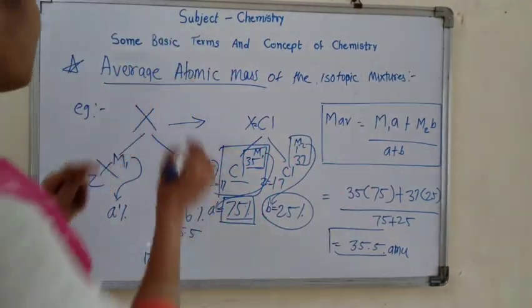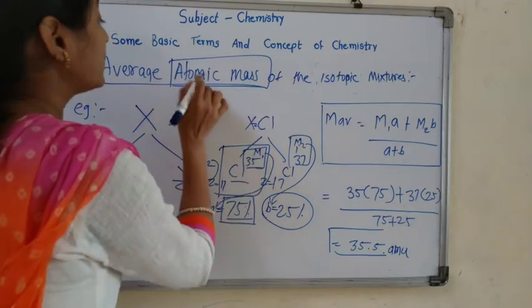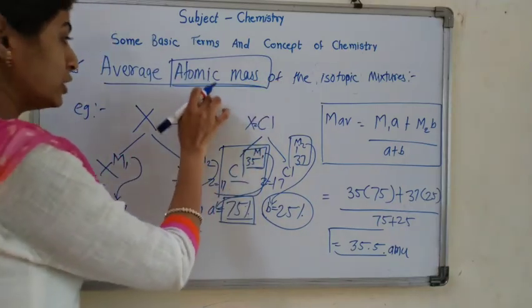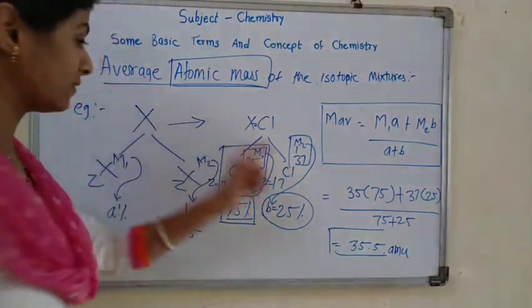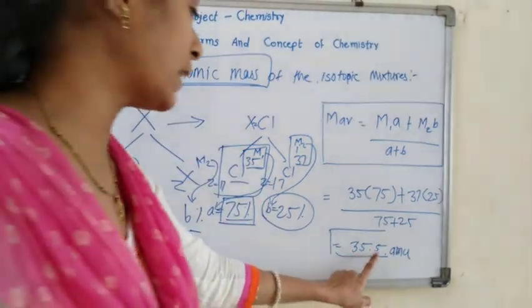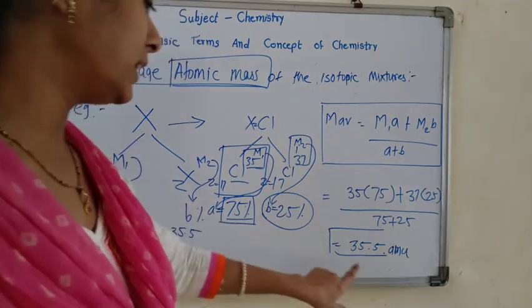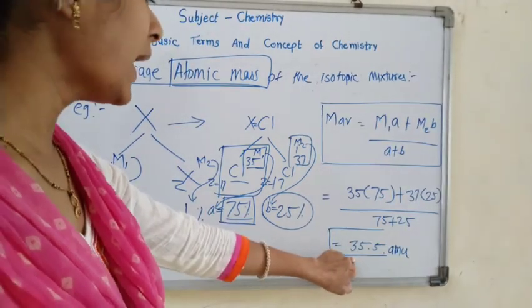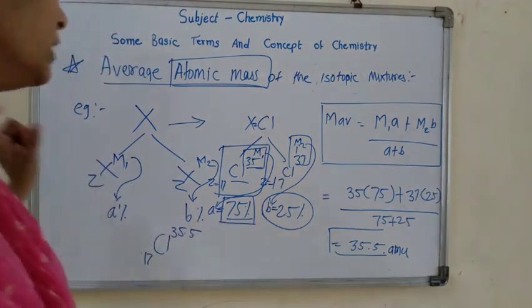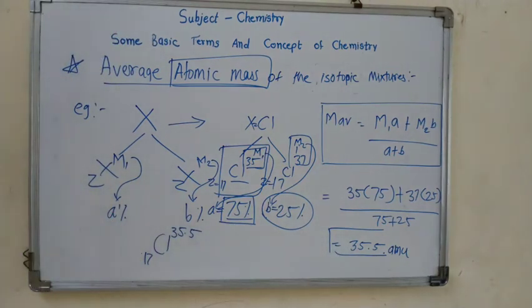As we are studying the average atomic mass, what is the unit of atomic mass? That is AMU. So this value comes out to be equal to 35.5 AMU. It is the atomic mass of the chlorine atom.